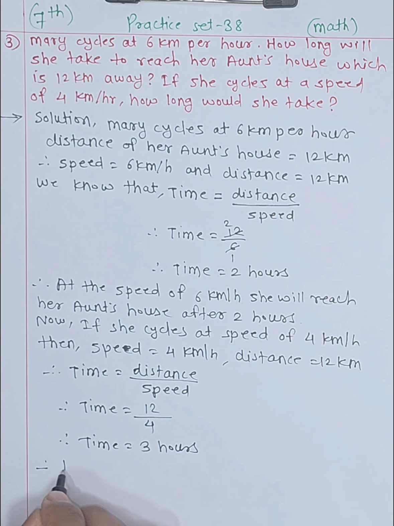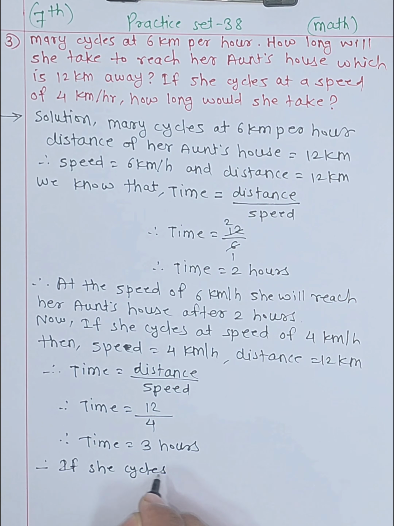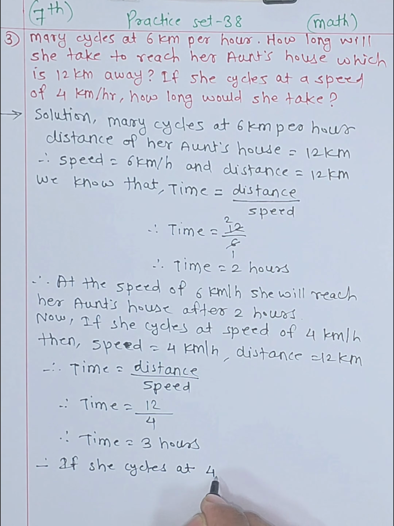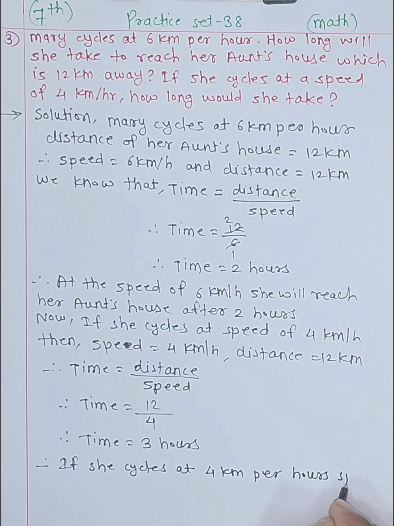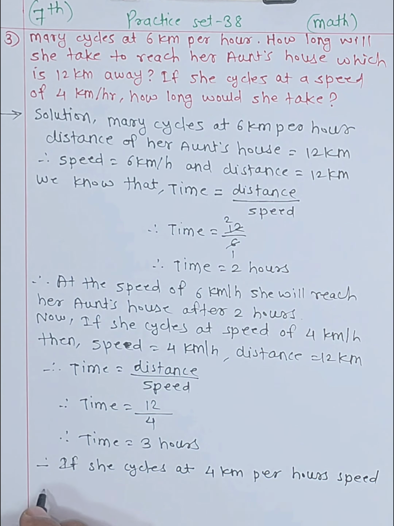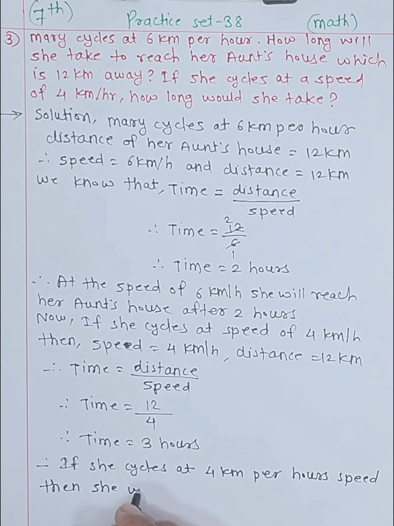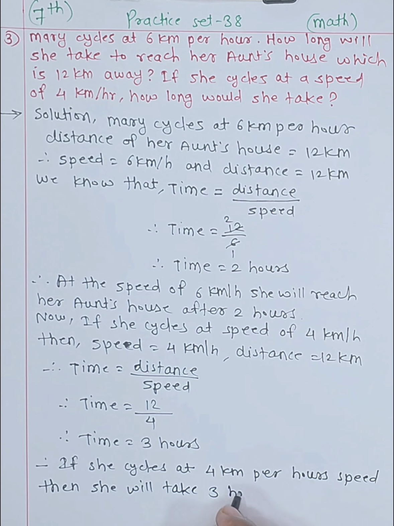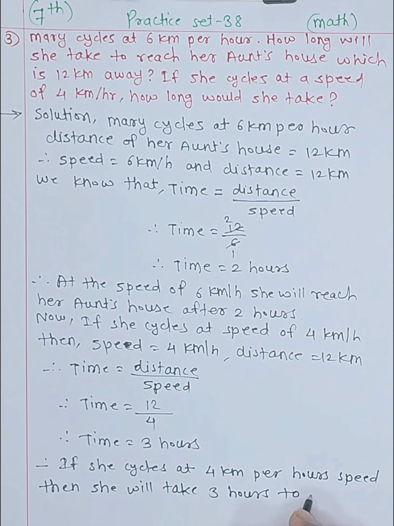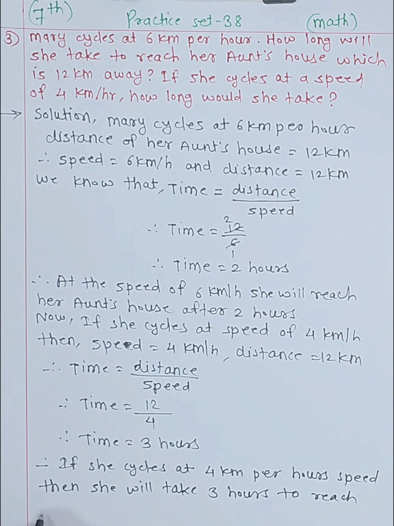That means if she cycles at 4 km per hour speed, then she will take 3 hours to reach her auntie's house.